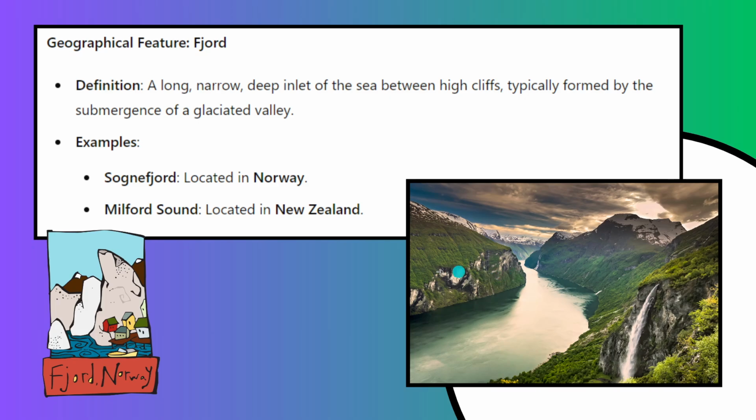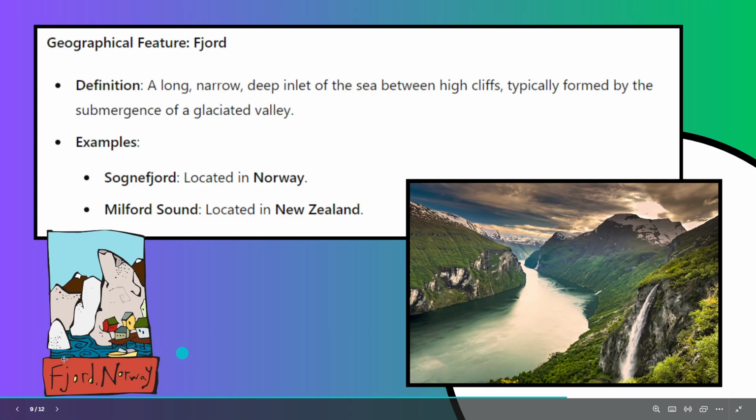A fjord is another good one to know. It's a long, narrow, deep inlet of the sea between high cliffs, typically formed by the submergence of a glaciated valley. So, some examples would be Sognefjord, located in Norway, and Milford Sound, located in New Zealand. Norway is known for their fjords very frequently, and some absolutely beautiful landscape there.